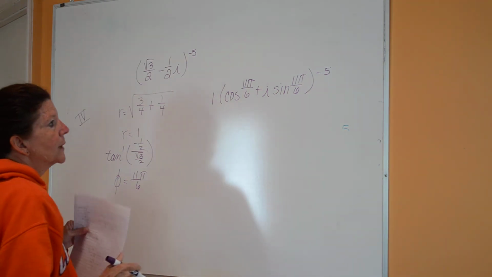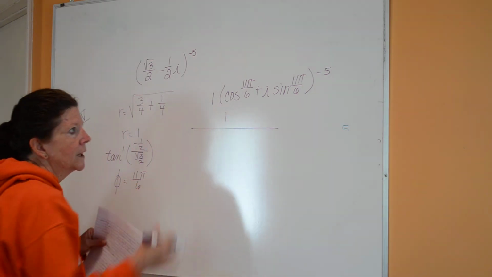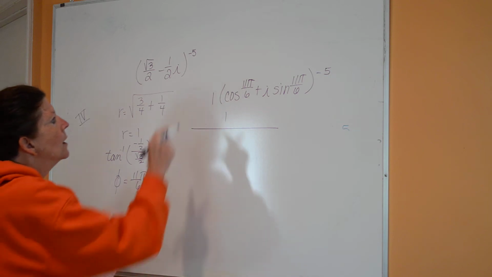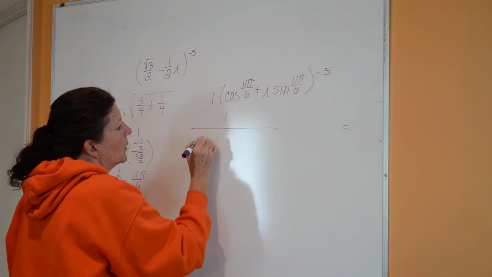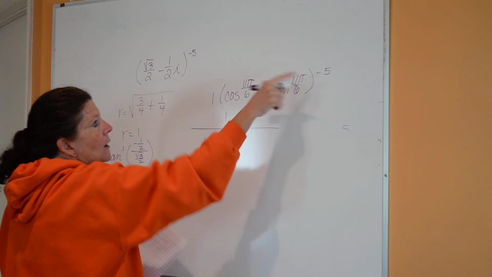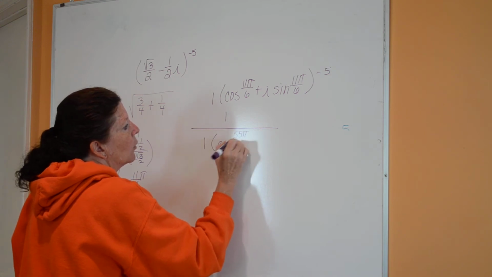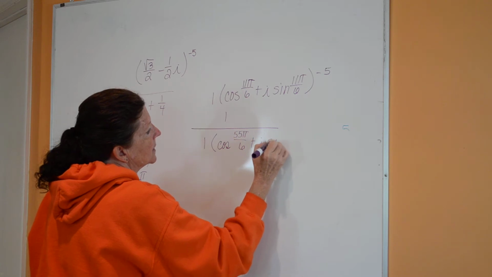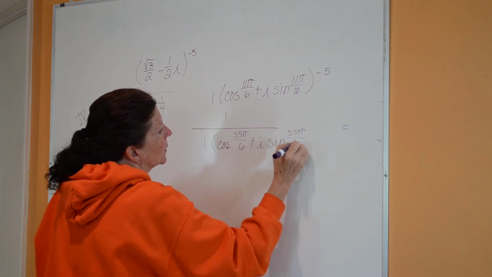If it's raised to the negative 5th power, that means I'm going to place it underneath 1. I'm going to do the same thing, but it's all going to be underneath 1, and then that's going to be to the 5th power. So 1 to the 5th power is 1 times the cosine. When I multiply that, it's 55π/6, and we'll talk about that in a minute, and i times the sine of 55π/6.